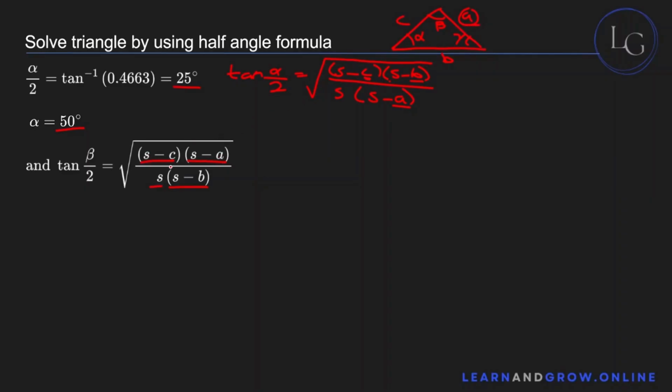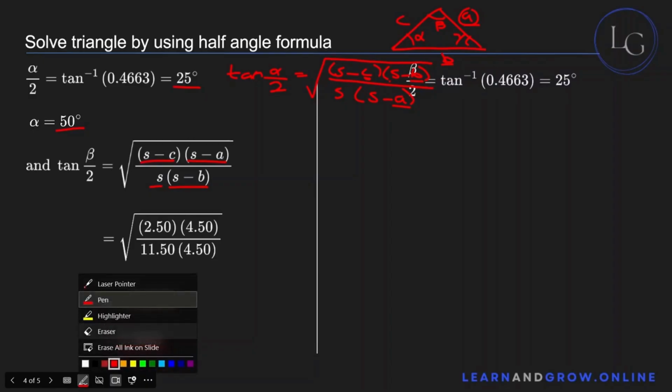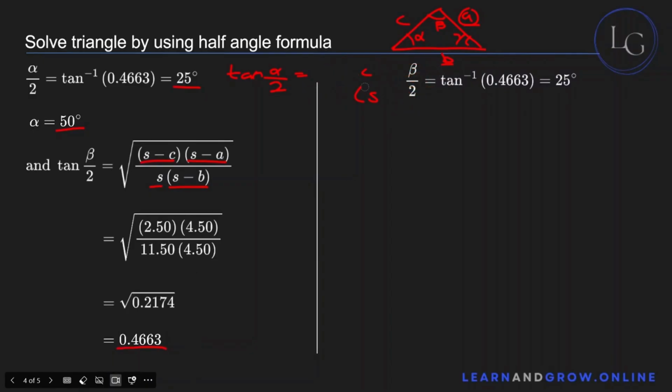So S minus C into S minus A over S into S minus the side that is opposite to the angle beta, which is B, right? So this is the relation so far. And so in this case, tangent of beta by 2 is 0.4663.